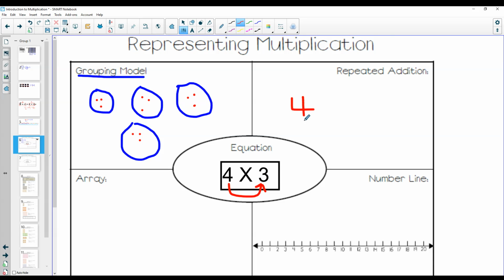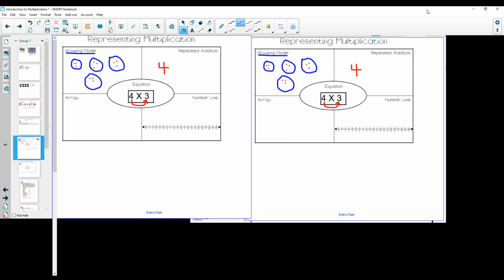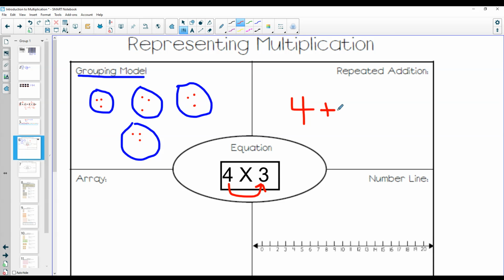So it would look like this. 4 plus 4 plus 4. That is a repeated addition. I added 4 3 times.